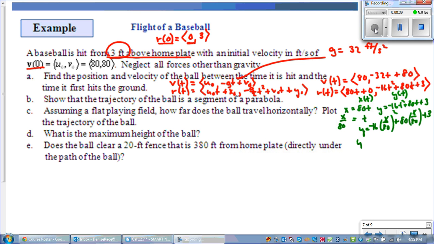That simplifies to y equals negative x squared over 400 plus x plus 3. And that's definitely an equation of a parabola.